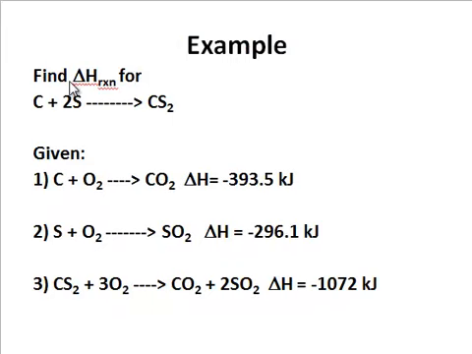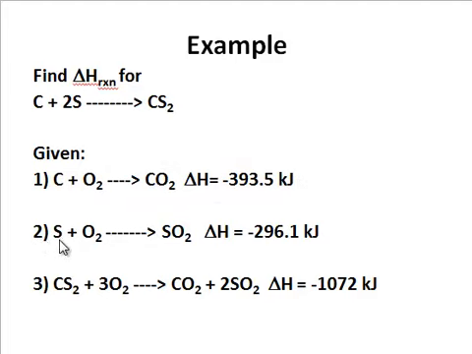Here's an example. Suppose we want to find delta H for this reaction: C plus 2S goes to CS2. This time we're making CS2, not CO2. We have the following information. Delta H for C plus O2 goes to CO2, we just figured that out a second ago, is negative 393.5.